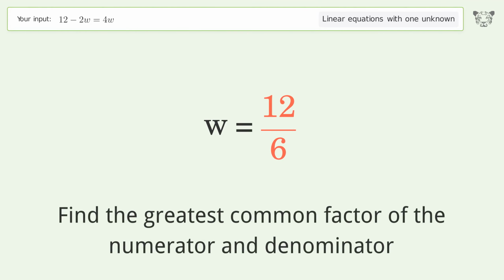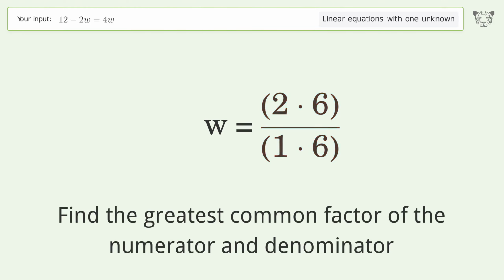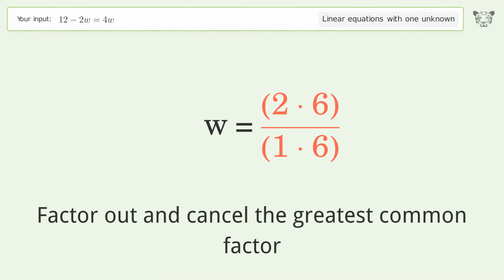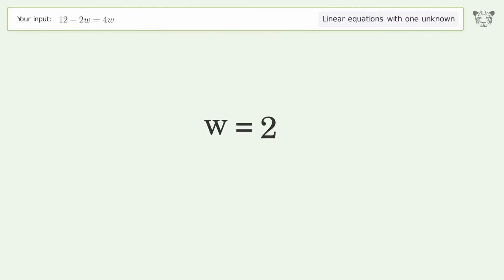Find the greatest common factor of the numerator and denominator. Factor out and cancel the greatest common factor. And so the final result is W equals 2.